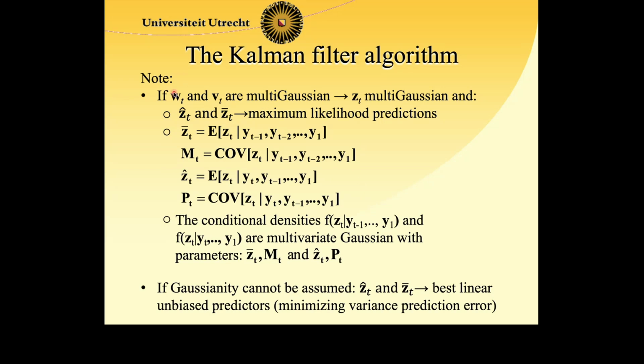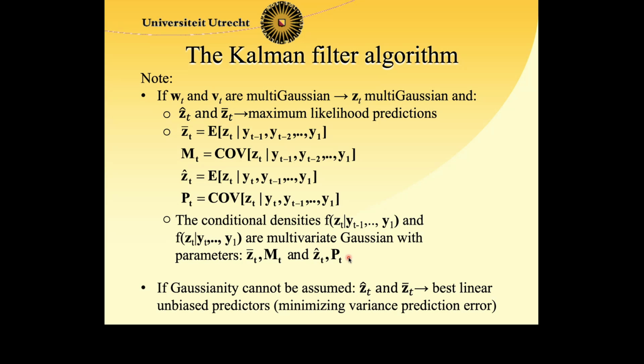And the reason is that if Wt and Vt are Gaussian, and all the other things are linear combinations of that, then any optimal prediction Z should also be Gaussian, because it's a linear combination of those noises. And anything that is a linear combination of Gaussians is itself Gaussian again. If Gaussianity cannot be assumed, then at least the measurement update and the time update are the best linear unbiased predictor. So they are unbiased and minimize the prediction error variance. So that at least you can say.